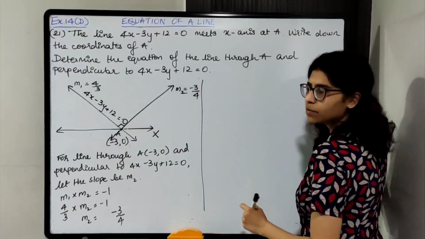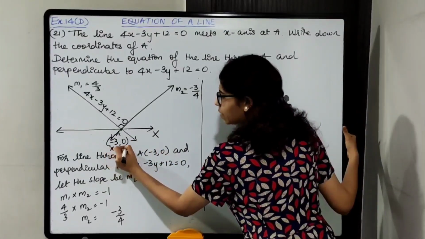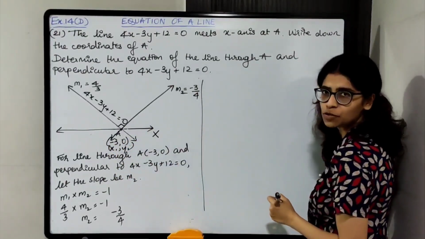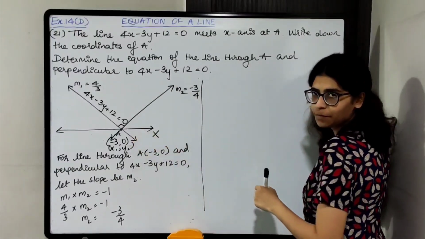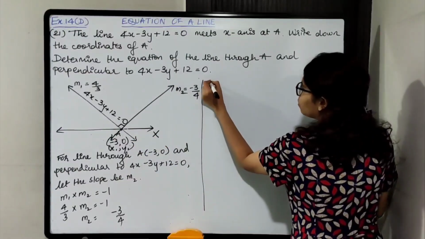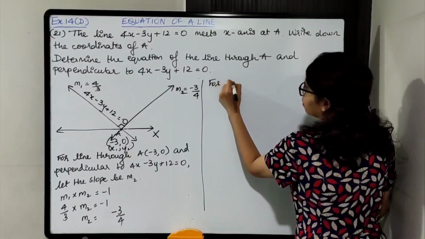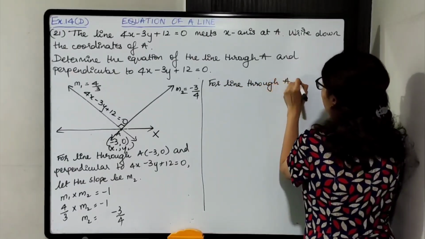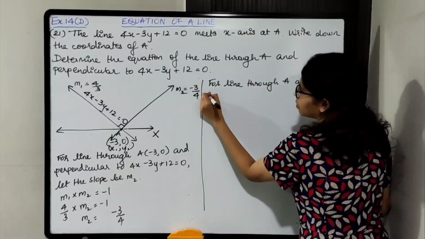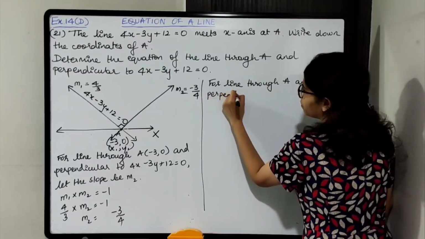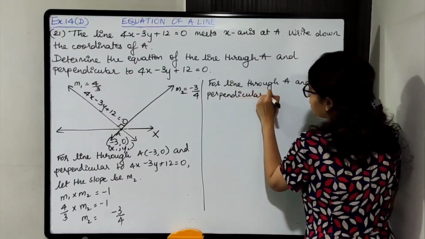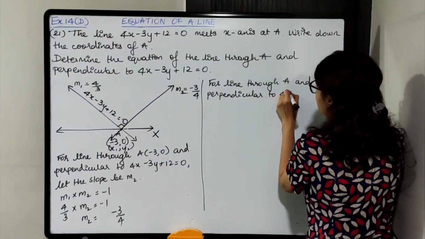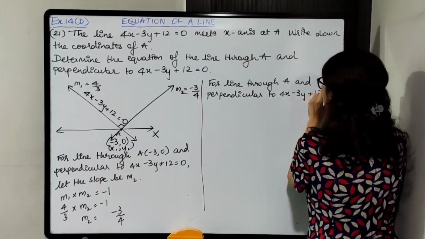We have m, we have x1 y1. We can easily frame the equation of the line through A. Okay, so write down for line through A and perpendicular to 4x minus 3y plus 12 equal to 0.